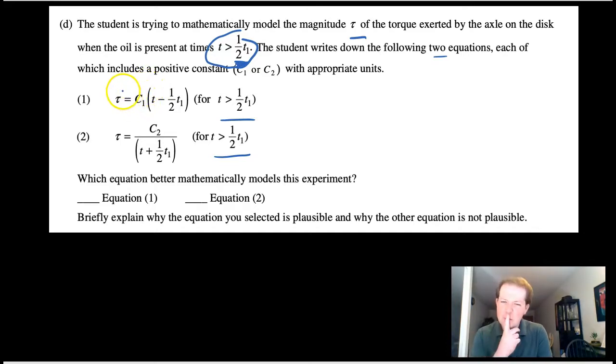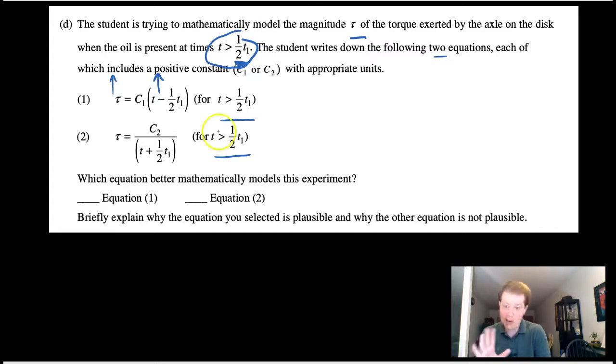So here's what I know about this equation. It has time and torque. And where this time is located, if the time increases, the torque increases. If I have more and more time, I know I'm subtracting something, but still, if I have more and more time, the torque is going up. Does that make sense in this scenario? As time is passing, is there more torque? No, the torque is decreasing.